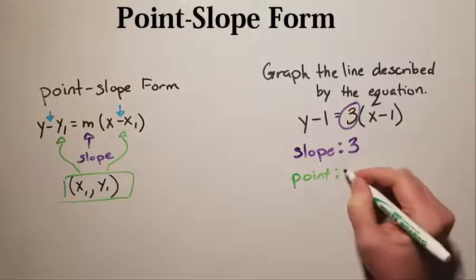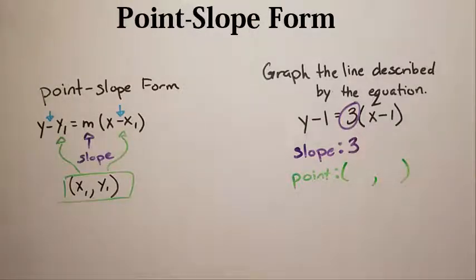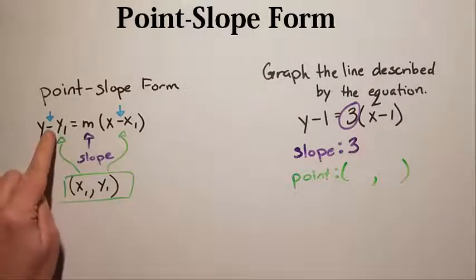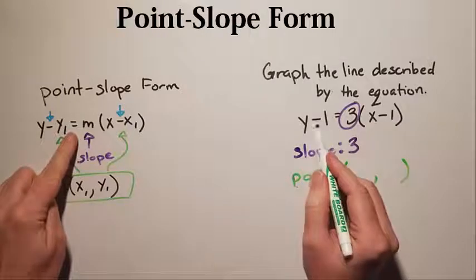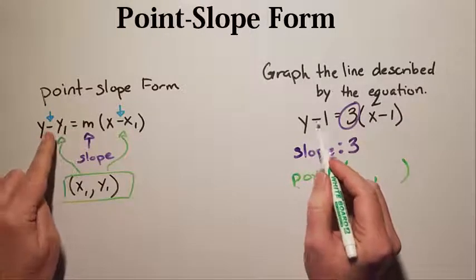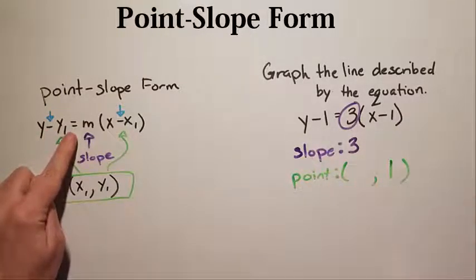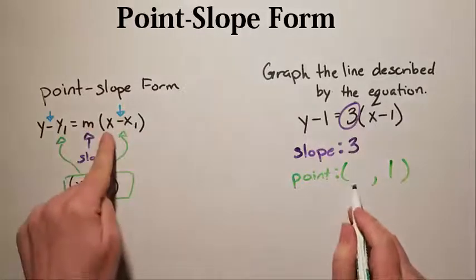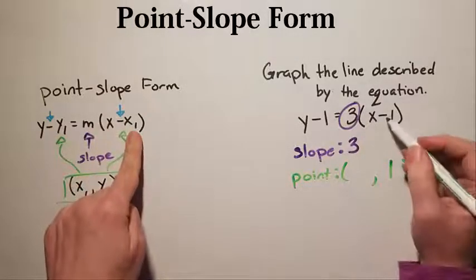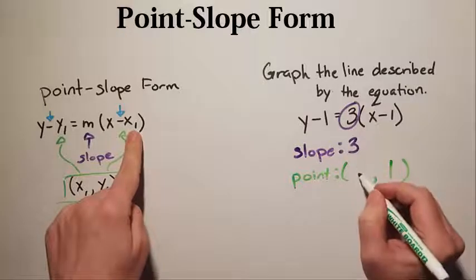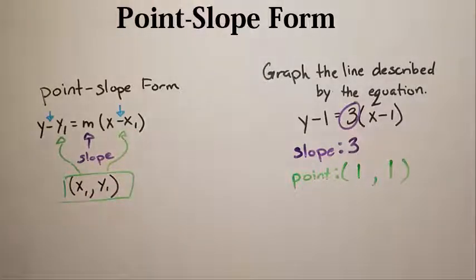To find the point, I need an xy coordinate point. I'm supposed to be subtracting my y. I'm subtracting 1. Since I subtracted 1, my y was 1. Looking for the x, I'm supposed to subtract my x. I'm subtracting 1. So my x is 1. So I'm going to use the slope and I'm going to use the point and we're going to graph.